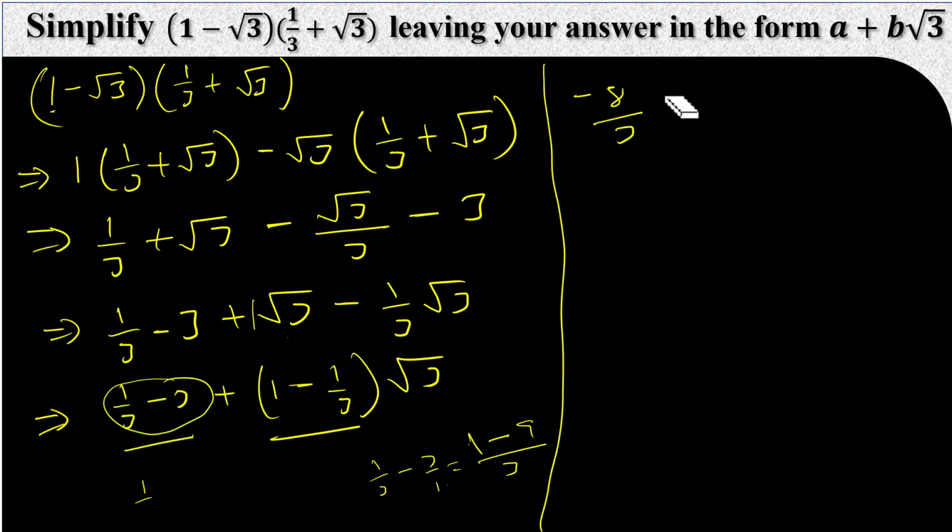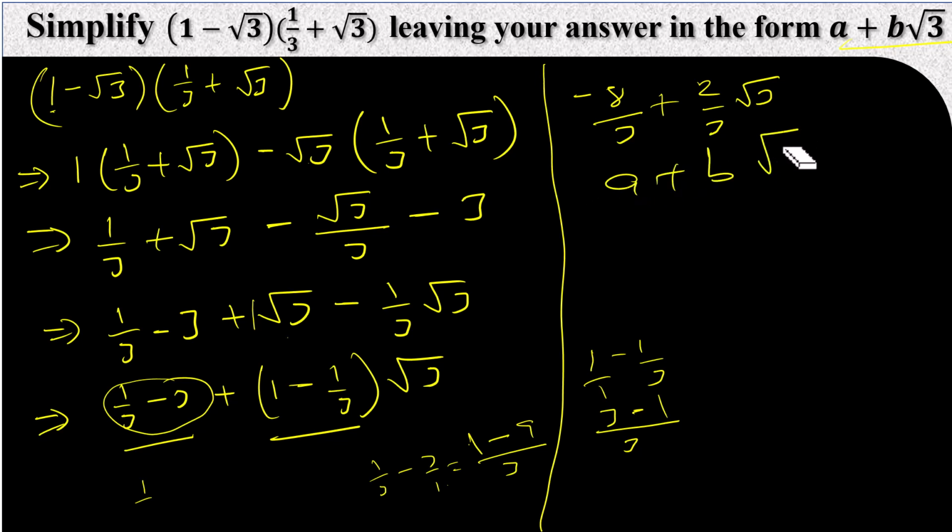So plus. Now we have 1 minus 1 over 3. So let's find the LCM. 1 to 3 is 3. 3 times 1, 3. So 1. So we have 2 over 3. So let's write this one. We have a plus b root 3. Therefore a is minus 8 over 3 and b is 2 over 3.